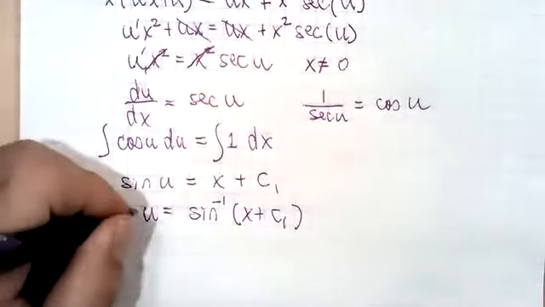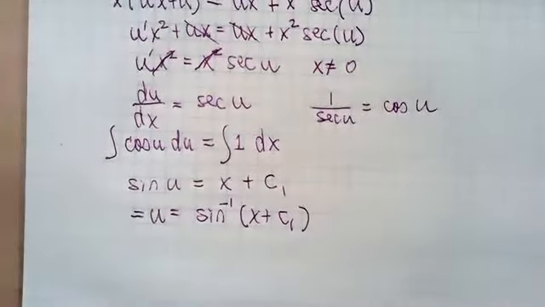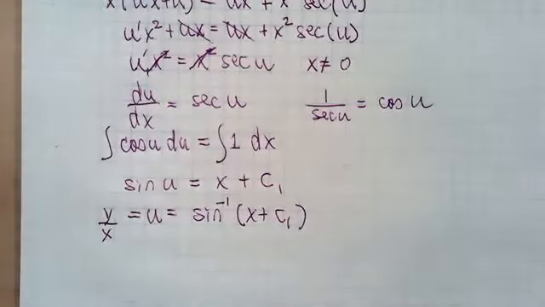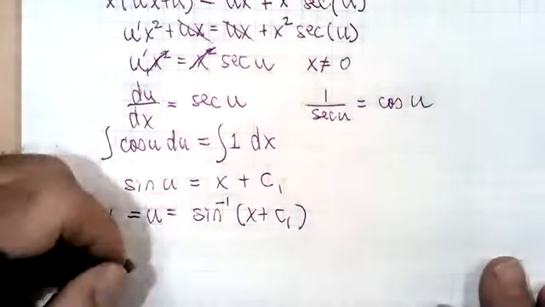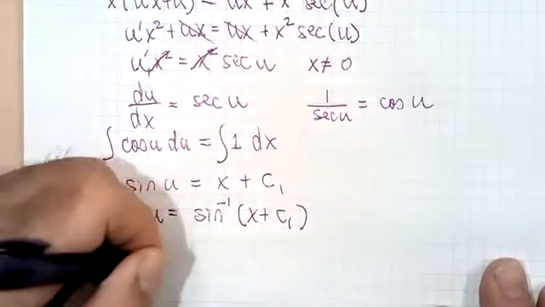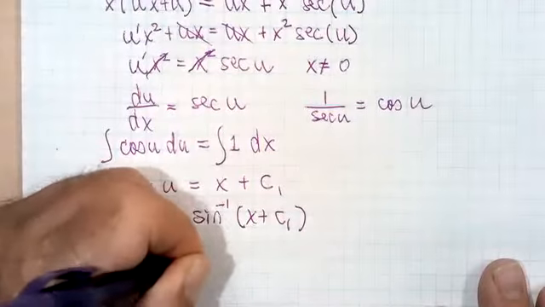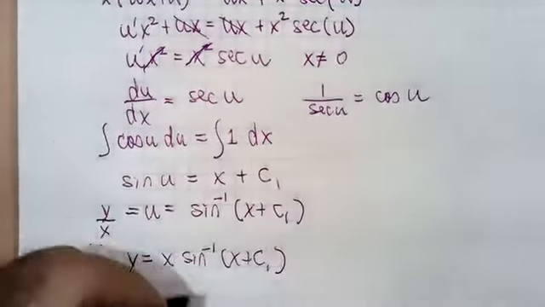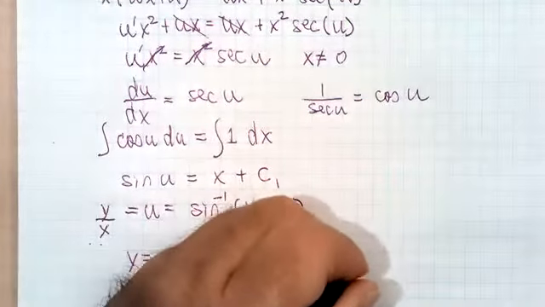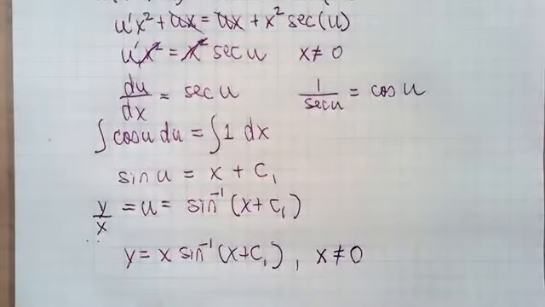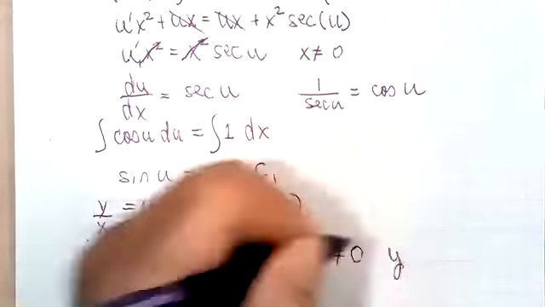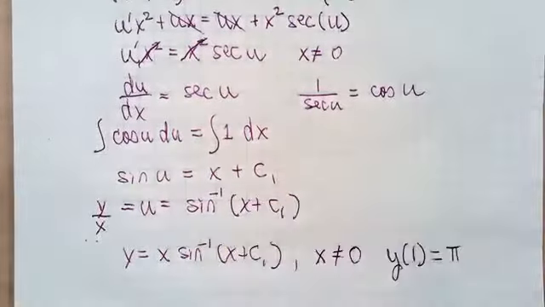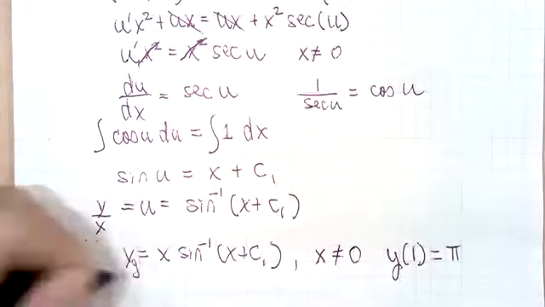And then remember that u is not what we were trying to solve for. We were trying to solve for y. So that's y over x. Okay, so multiply through by x. I get that, and I have the assumption that x is not 0. And I have the initial condition that y at 1 equals pi, which I have not applied yet. So this is the general solution here.